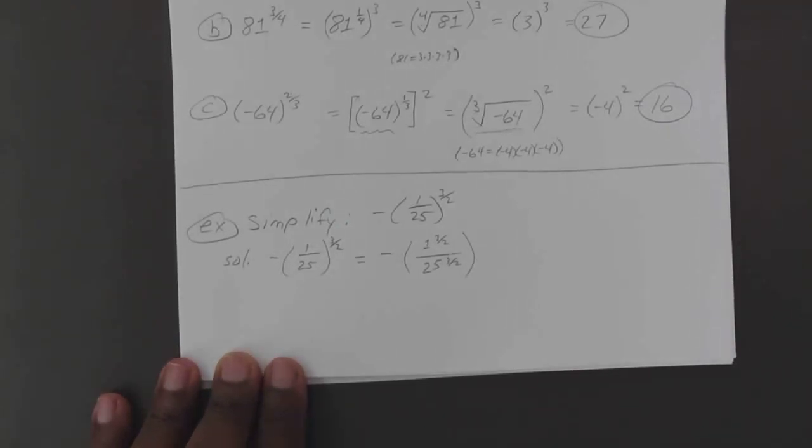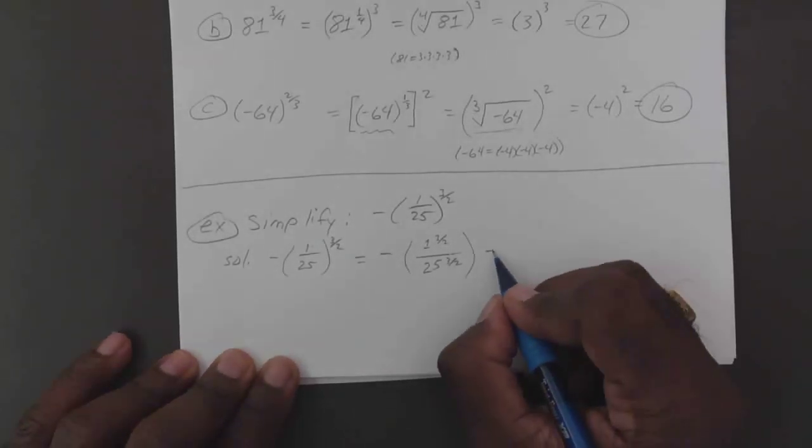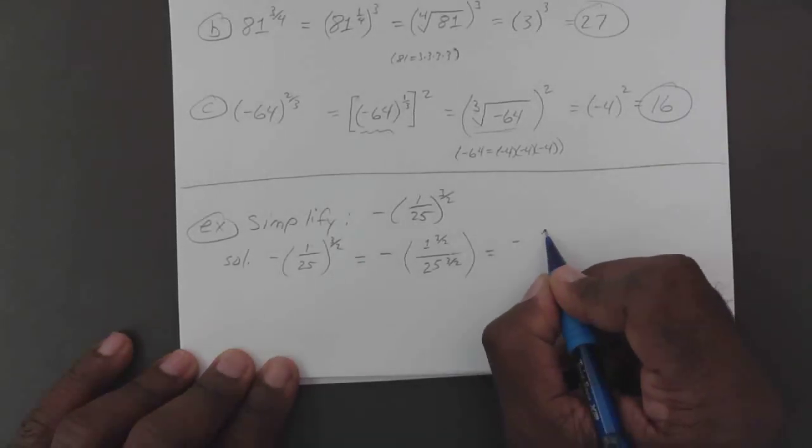Okay. So 1 to the any power is automatically going to be 1. It doesn't matter if it's a fraction, decimal, anything at all. 1 to the power of anything is 1. Okay. So we have -1.